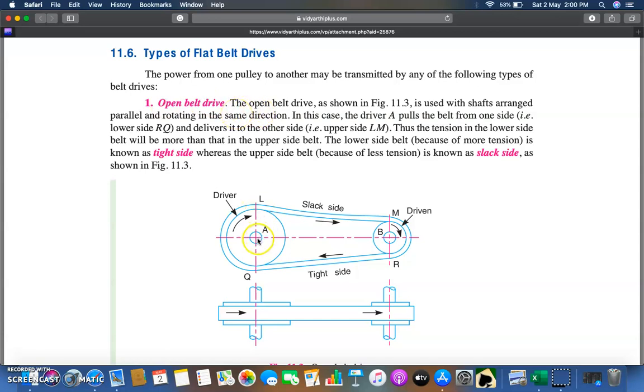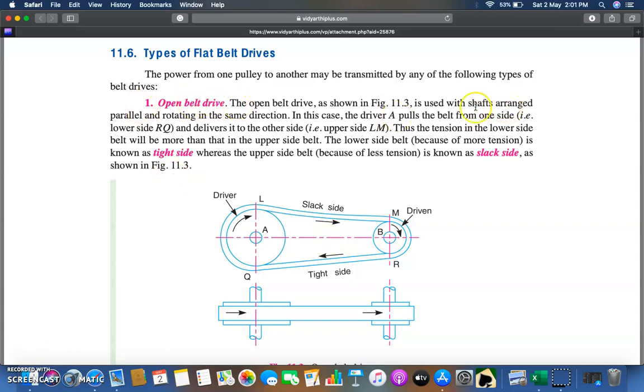As you can see here, A is the driver and the pulley at B is driven. The driver is rotating from this side, so this will be the slack side and this will be the tight side. There are two sides, tight side and slack side. The lower side of the belt, because of more tension, is known as the tight side, whereas the upper side, because of less tension, is known as the slack side. These are two things you have to keep in mind for the drive.